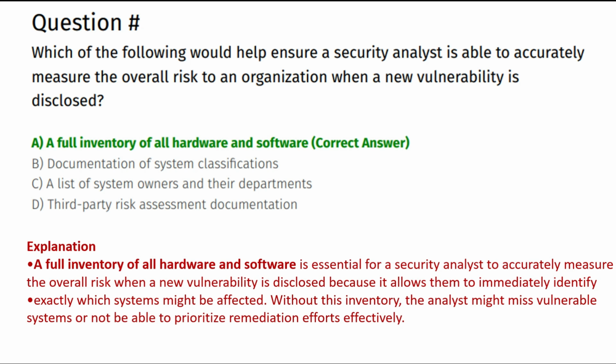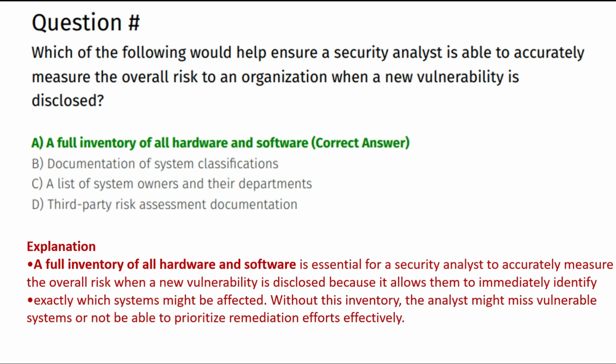Option A, full inventory of all hardware and software. Option B, documentation of system classifications. Option C, a list of system owners and their departments. Option D, third-party risk assessment documentation. And the correct answer for this question is option A, a full inventory of all hardware and software.